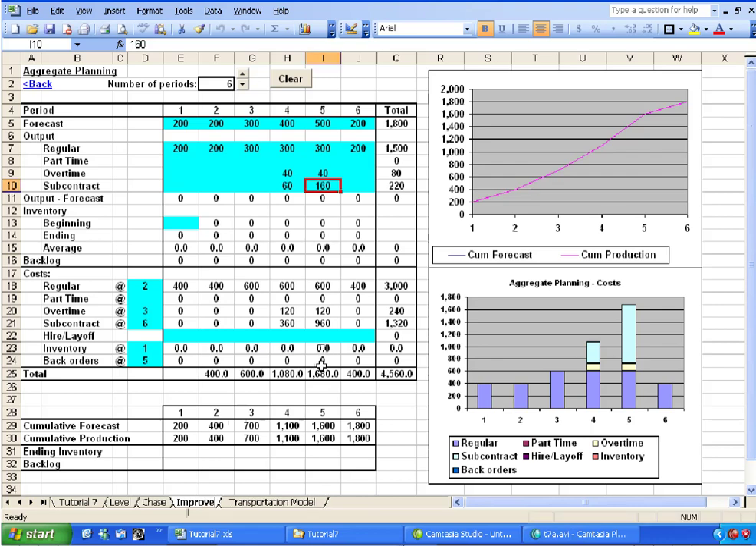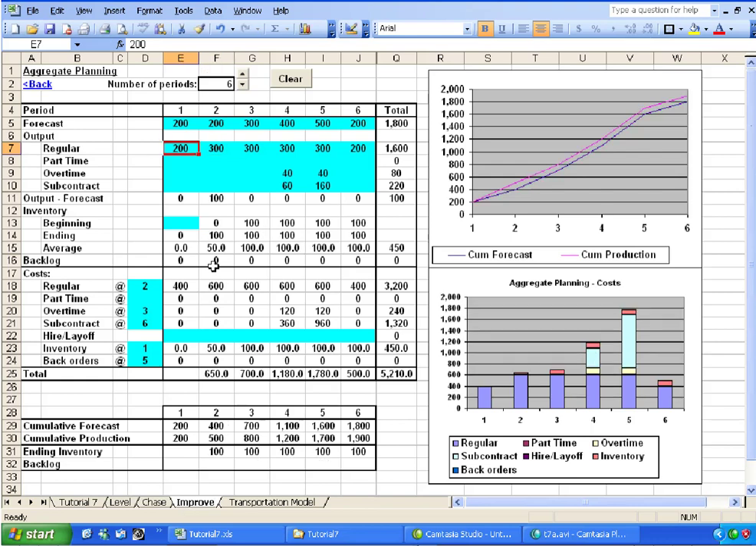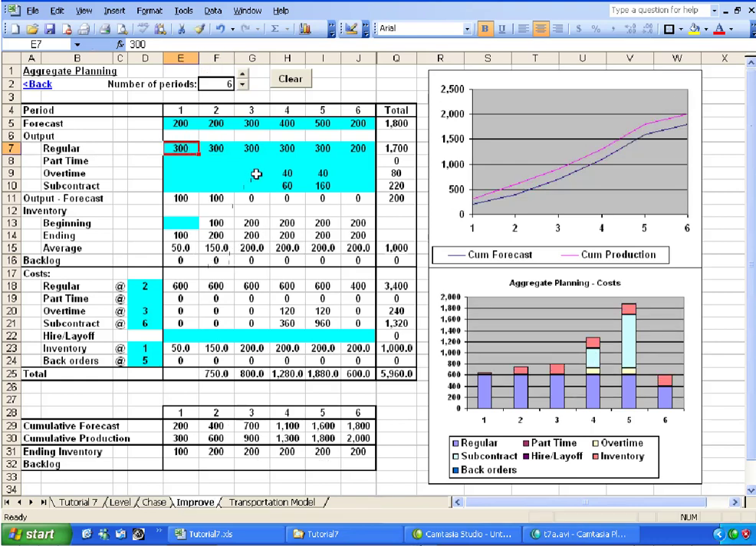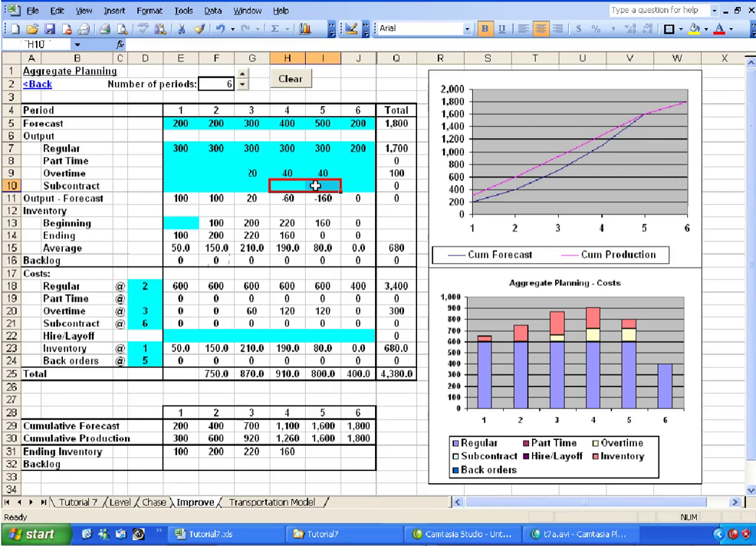And the obvious thing to improve is this high cost of subcontracting. We'd like to remove those 220 units. A very easy way to do that would be to produce more at regular production way back here in periods 1 and 2 and carry it in inventory. Increasing this to 300 and 300, that leaves us only 20 short, which we could pick up as overtime. And then we can eliminate the need for subcontracting.